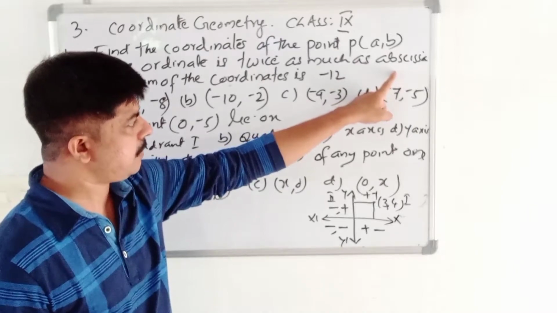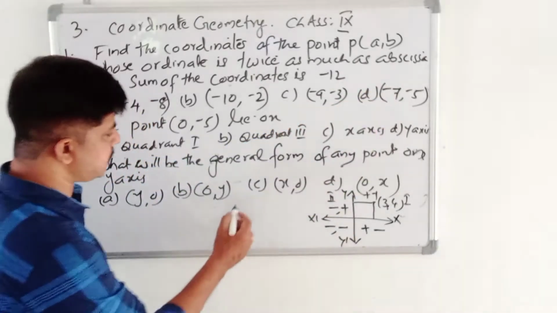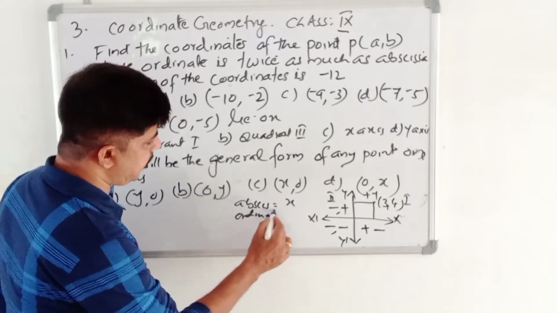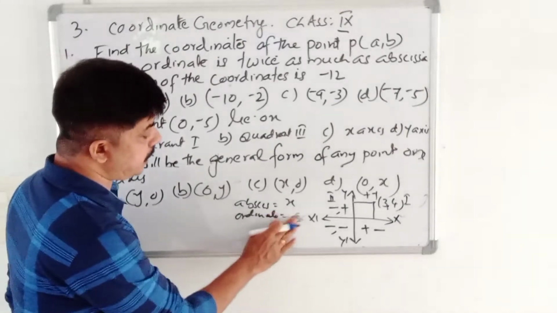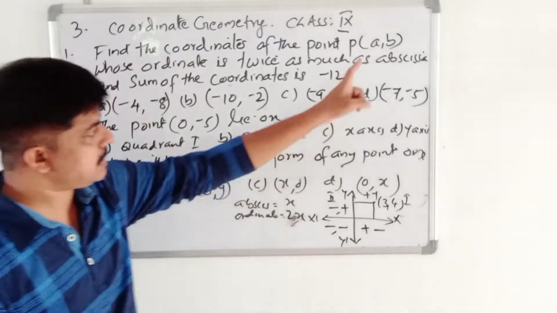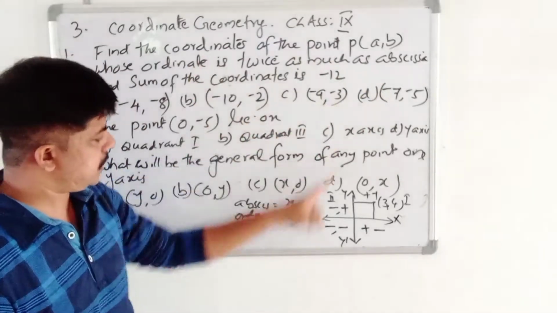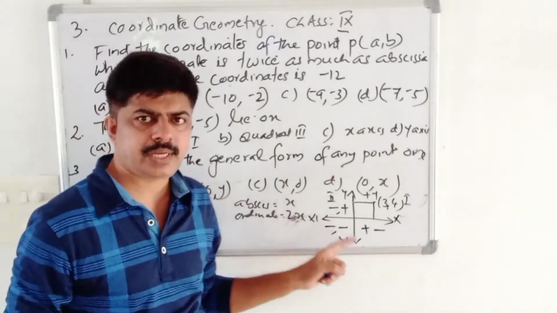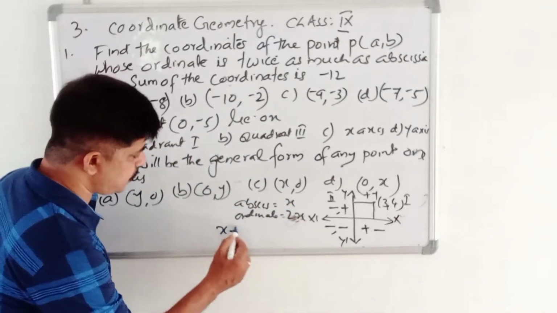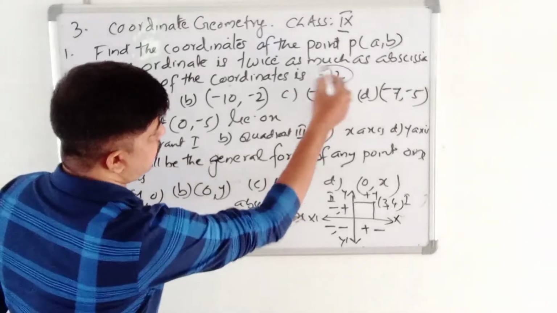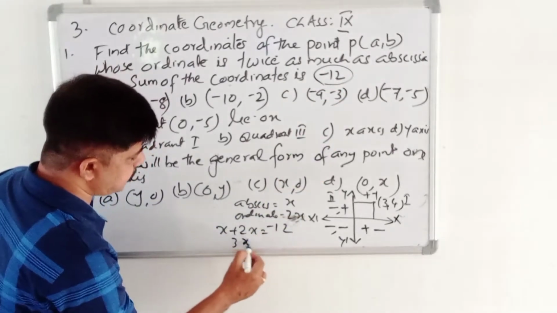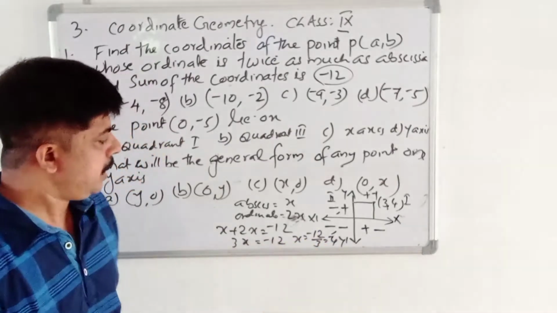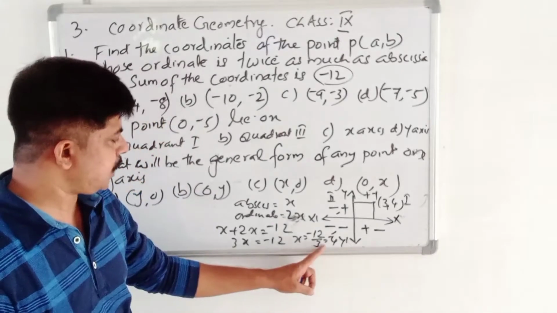Let us take the abscissa as x. Then the ordinate is 2x. Now what is their sum? When you add the abscissa and ordinate, x plus 2x is equal to the sum given, negative 12. Therefore 3x is equal to negative 12, so x is equal to negative 12 by 3, which is negative 4.